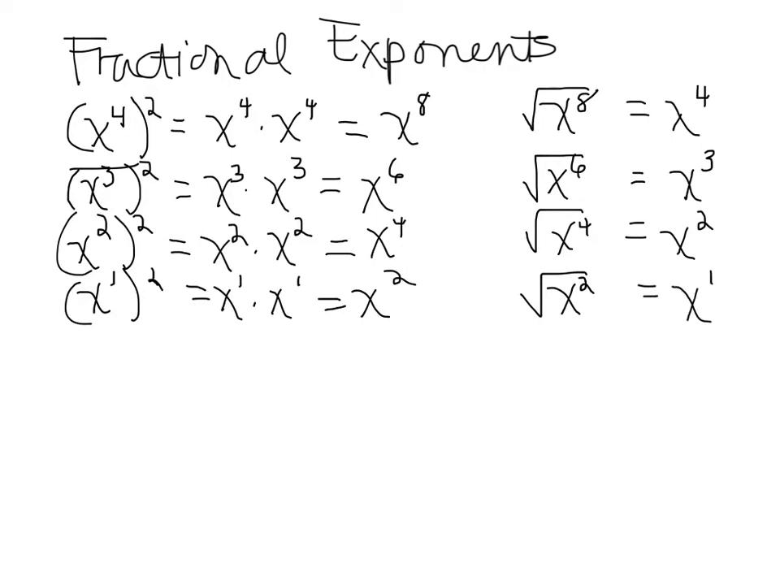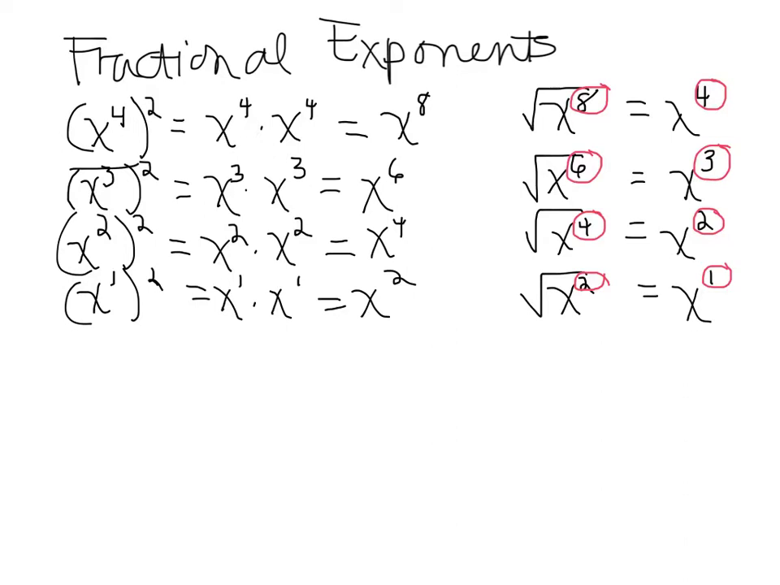In each of these situations, I'm sure you've seen the pattern. If I'm taking the square root of x to the eighth, it equals x to the fourth. X to the sixth equals x to the third. The square root of x to the fourth is x to the second. Always, the exponents are half. The exponents of the square root are half of what they were in the thing you were taking the root of.